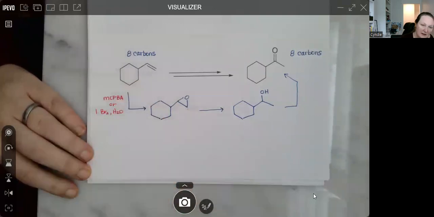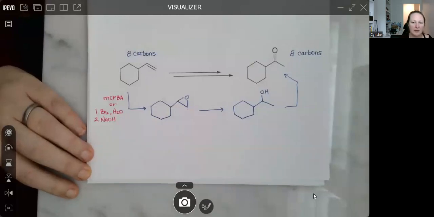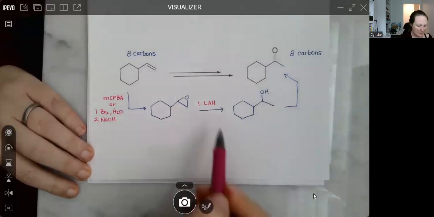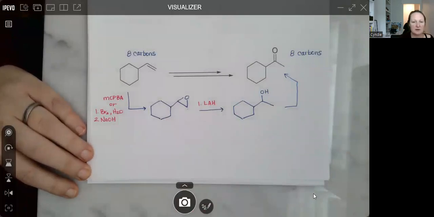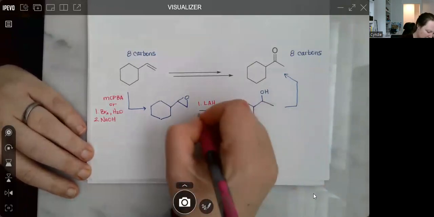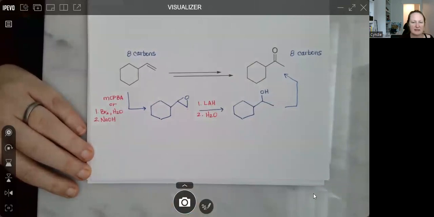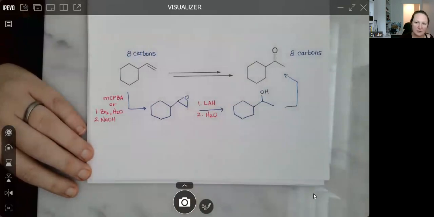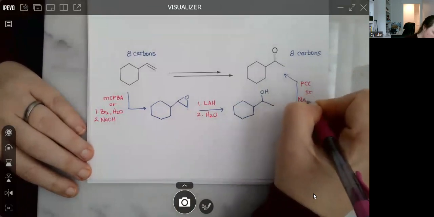So putting in the reagents here, again, MCPBA, or you could do the 2-step sequence with bromine and water forming the halohydrin, followed by sodium hydroxide. We are going to use LAH. Remember, lithium aluminum hydride will have a hydride attack that less substituted carbon, breaking that carbon-oxygen bond. That's how we get our third hydrogen attached to that carbon. And then water or an acidic workup shown as the second step, followed by an oxidation of a secondary alcohol to a ketone. So we could either use PCC or we could use sodium dichromate.